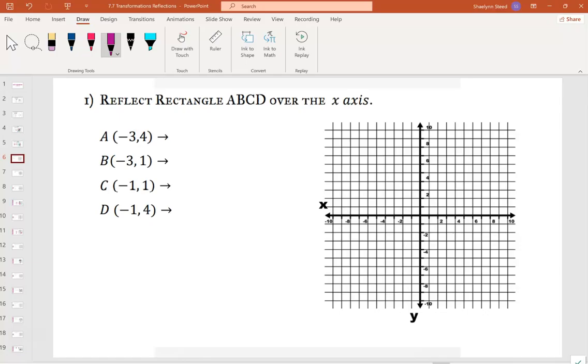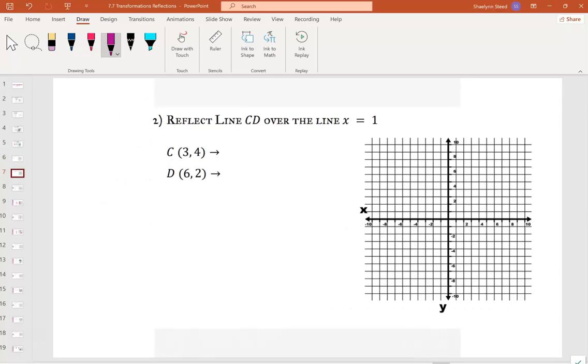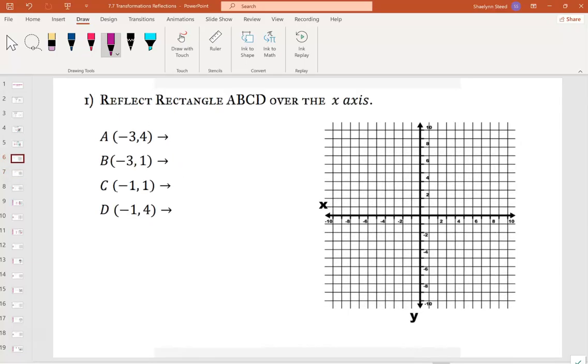So what we're going to do is we're going to reflect this over the x-axis, and then we're going to do one with a weird line, and then you guys are going to be on your own for the rest of the lesson. So for here, we got to plot our points first. So we've got A at -3, 4. Our B is at -3, 1. Our C is at -1, 1. And then our D is at -1, 4.